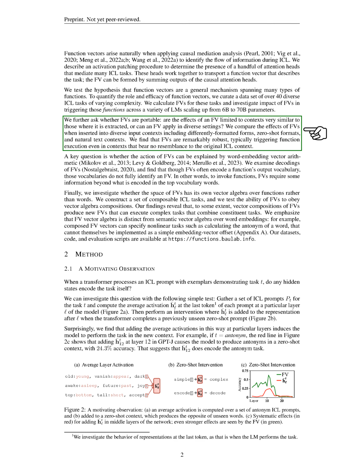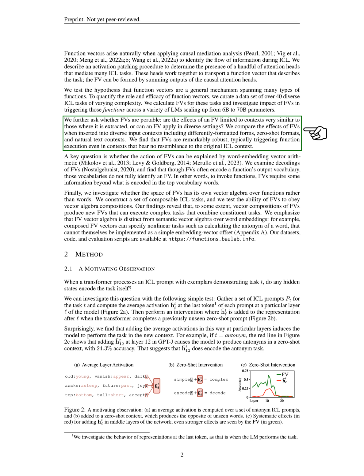We compare the effects of function vectors when inserted into diverse input contexts, including differently formatted forms, zero-shot formats, and natural text contexts. We find that function vectors are remarkably robust, typically triggering function execution even in contexts that bear no resemblance to the original ICL context.